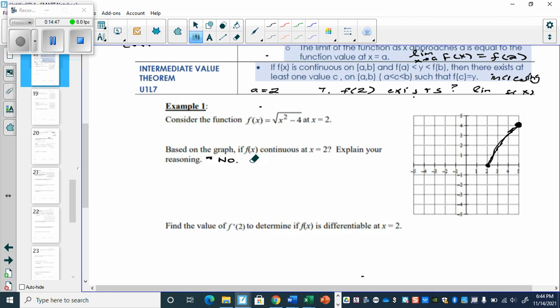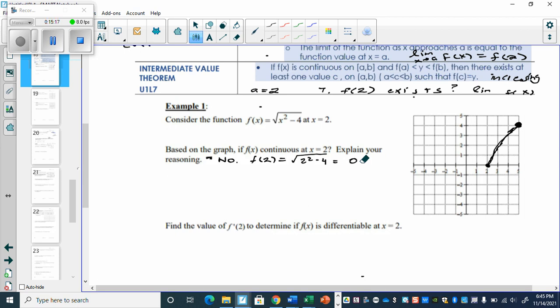When I go to the limit rules, what I'm going to find is the limit as I go to 2 from the left does not exist. So the limit doesn't exist. So it's not continuous. So I know that f of 2 equals the square root of 2 squared minus 4. This just equals 0. All right.